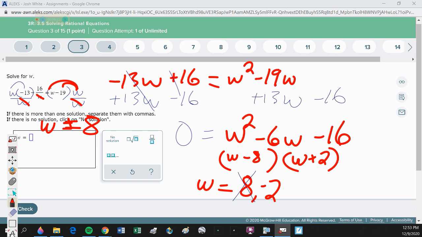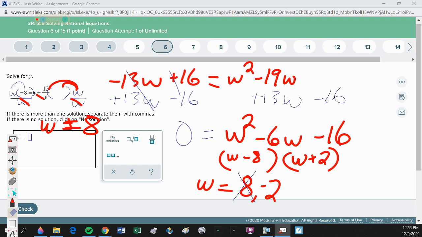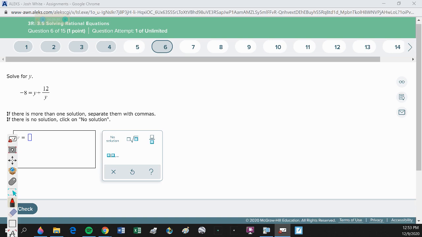Okay, do you want to see another one? So let's do number 6. All right, common denominator is going to be y. So this one needs a y over y, and this one needs a y over y. Now all the denominators match. Y is not allowed to be 0. So I can delete the denominators.